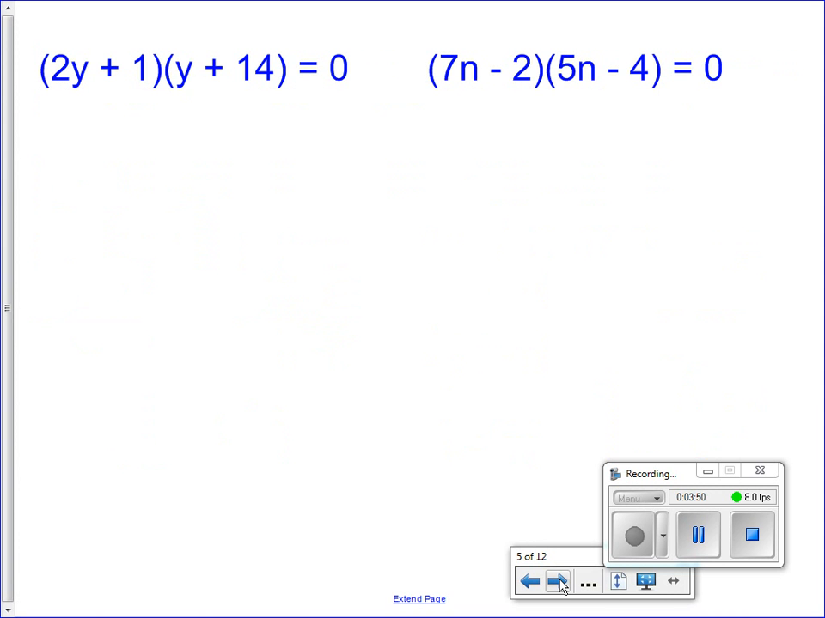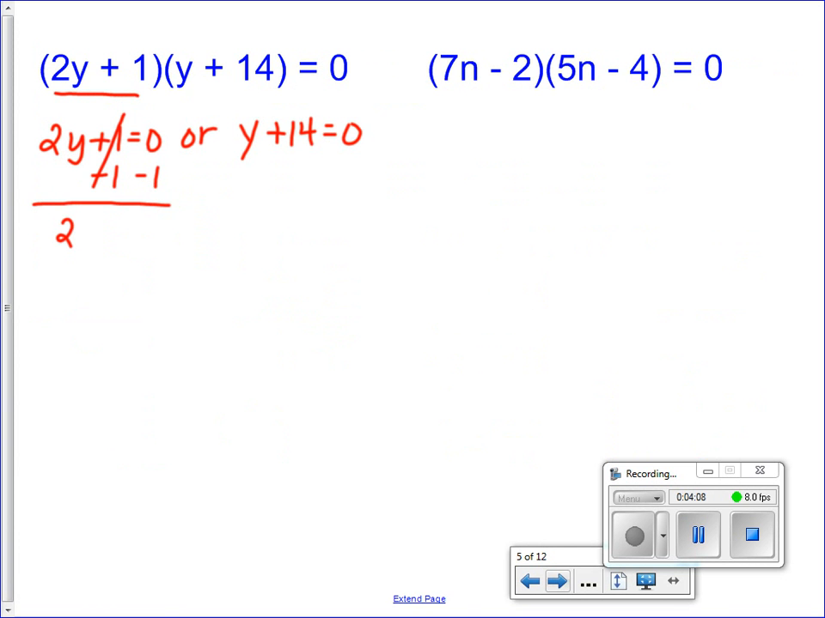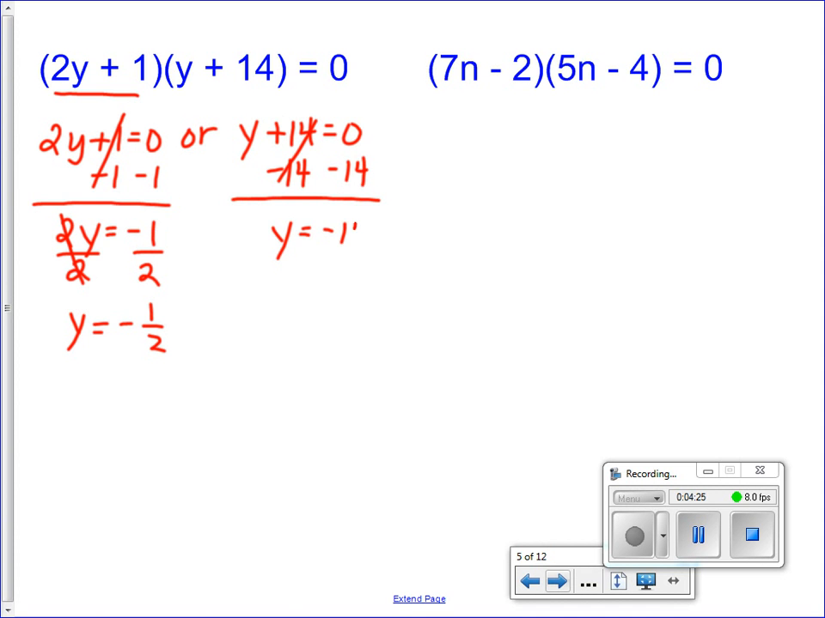All right, we have a couple more. Again, it's just a matter of setting each one equal to 0 and solving the two equations. All right, subtracting 1 from each side, we get 2y equals negative 1. Dividing by 2, we get y equals negative 1/2. On our other equation, we subtract 14 from each side. We get y equals negative 14, so our two answers are negative 1/2 and negative 14.